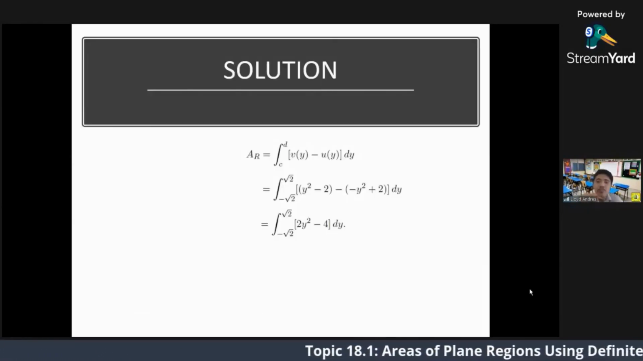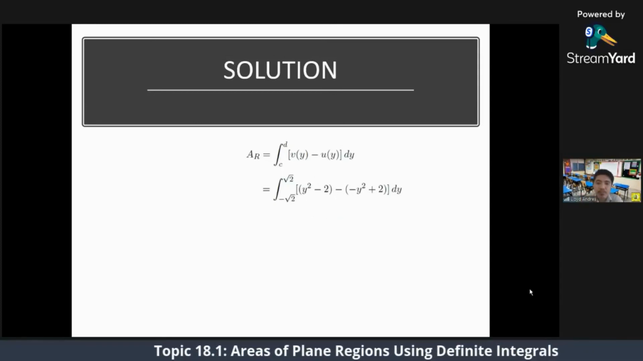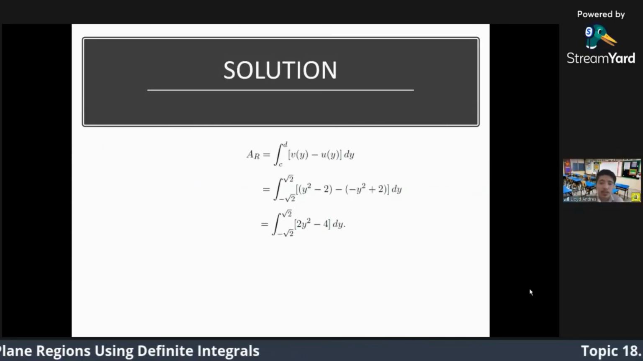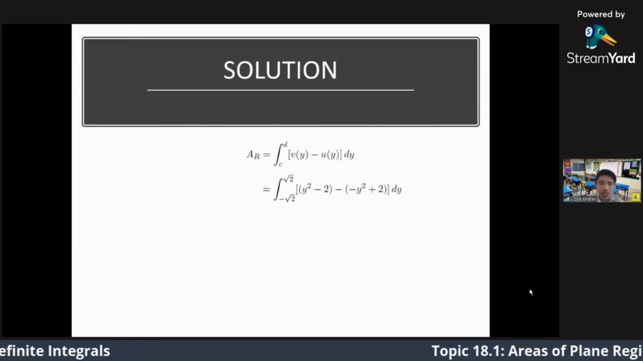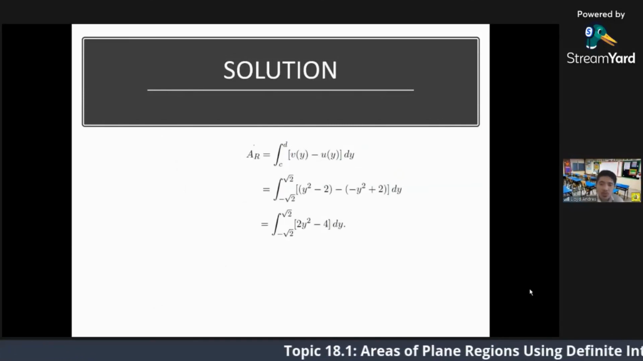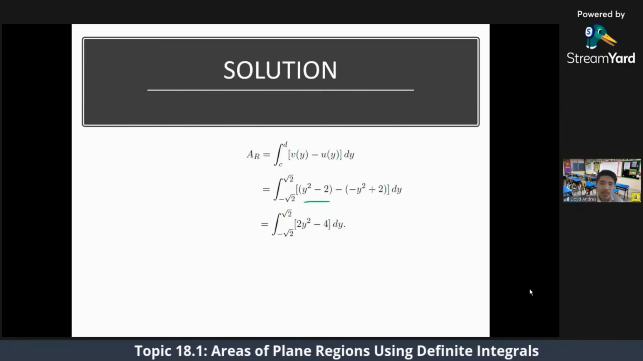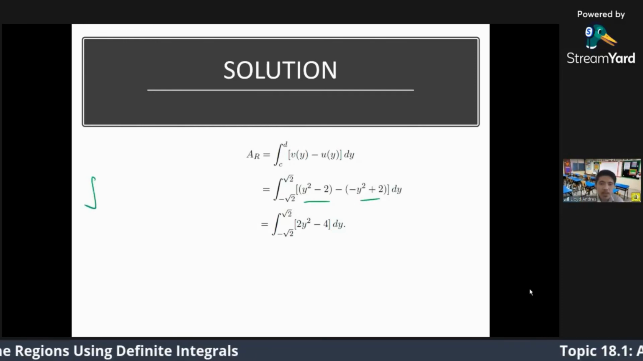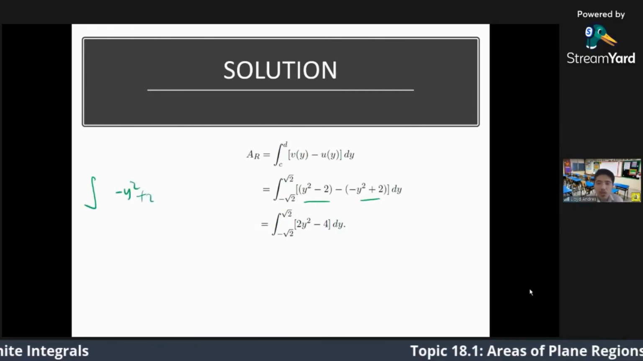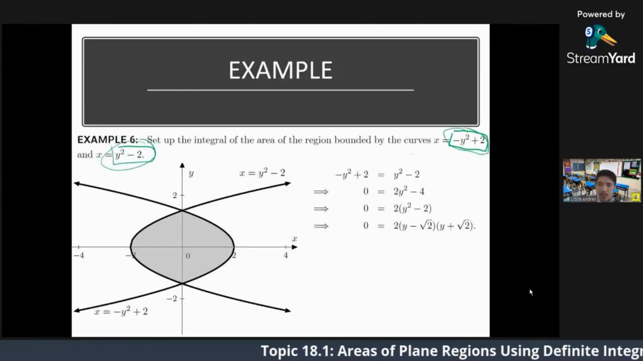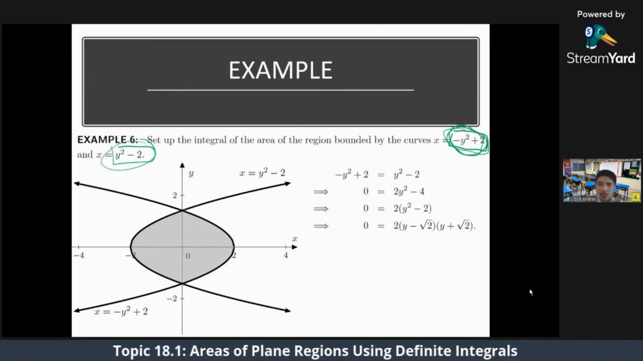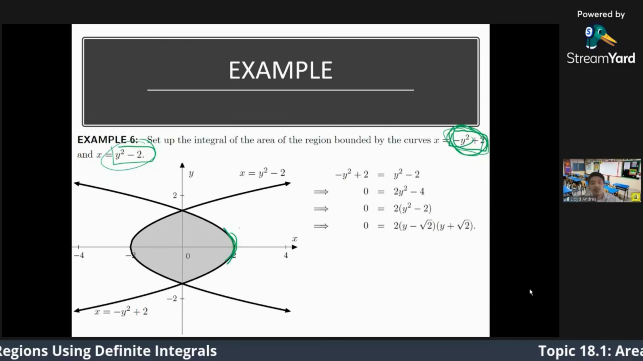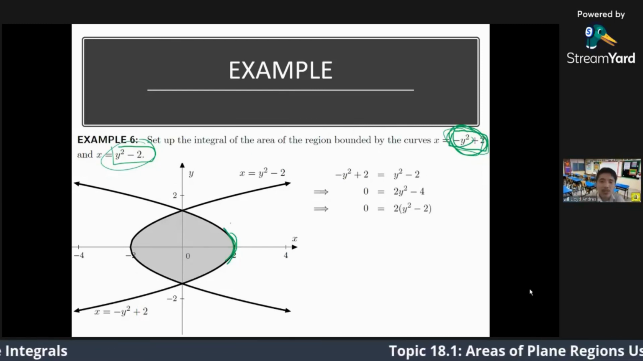But the point here is the integral. It was reversed here actually, so this should be the integral of negative y squared plus 2. Why? Because our right curve opens to the left. So it is reversed, so let us correct it.